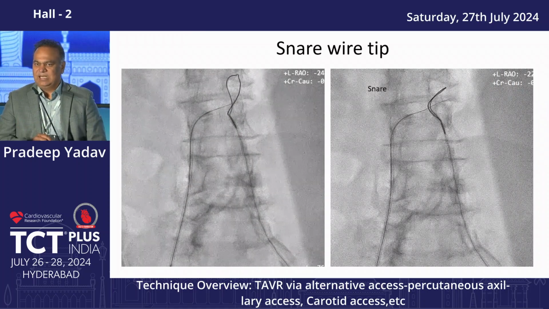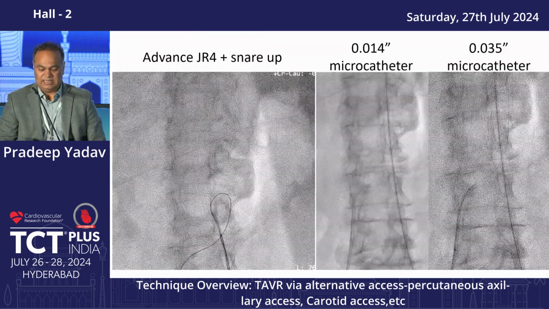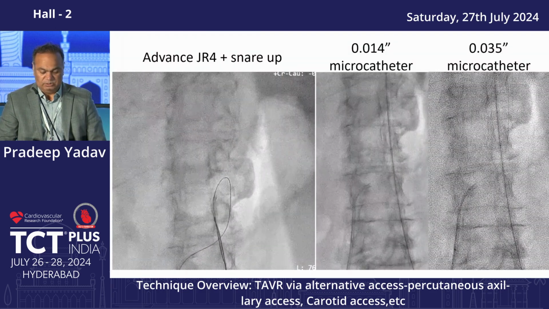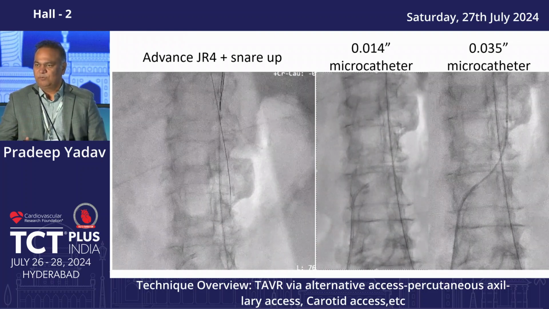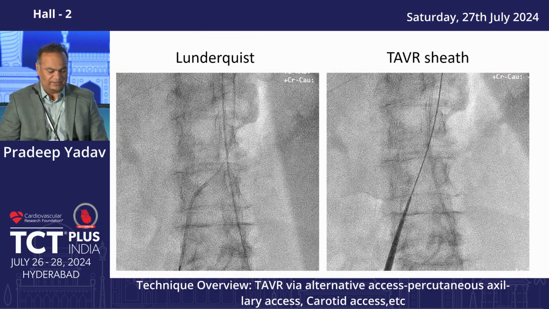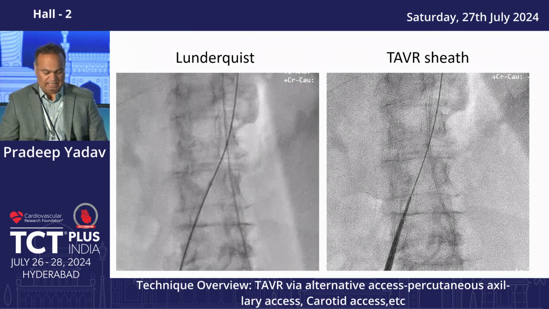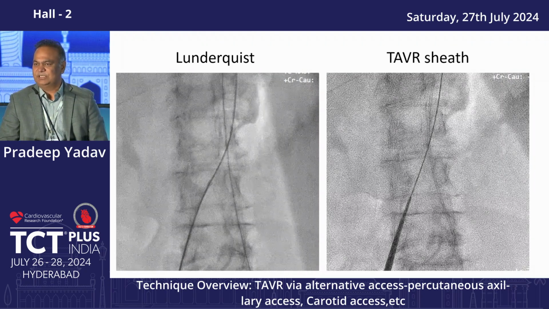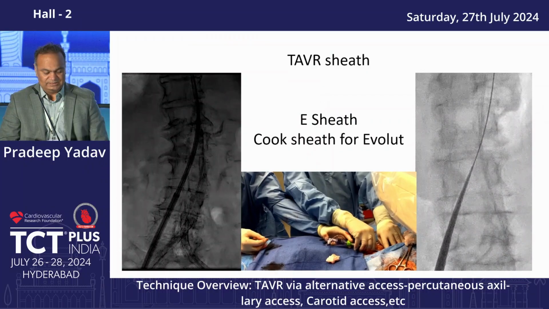Once your catheters are aligned, you advance an Astato into the aorta, snare it, and then advance it into the aorta, and then it's a sequence of catheter advancement, like piggyback 014 advancement, and then 035 catheter advancement. Once you have the 035 catheter advanced, you have access in the aorta, you place a Lundquist wire, and over that Lundquist wire, you can place either an E-sheath if you're using a balloon expandable, or something like a Cook sheath or a Gore DrySeal for self-expanding valves.